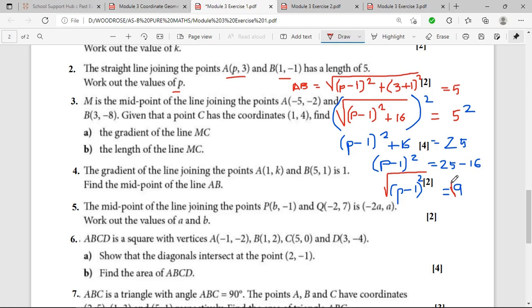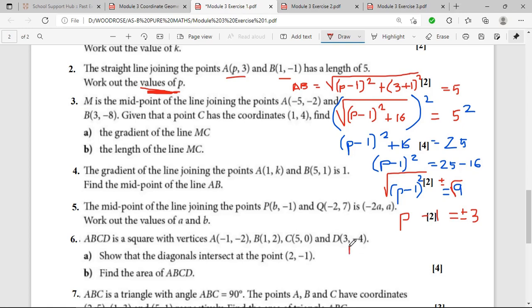But since we are solving, this is why we said we should put plus or minus. And if you look at the question, it's saying work out the values of p, which means there are several values of p. In this case, we have 2. So whenever we introduce a square root, make sure to put a plus or minus. Because what is plus or minus square root of 9? It's plus or minus 3. Then here you remain with p minus 1. So p minus 1 is equal to plus or minus 3.